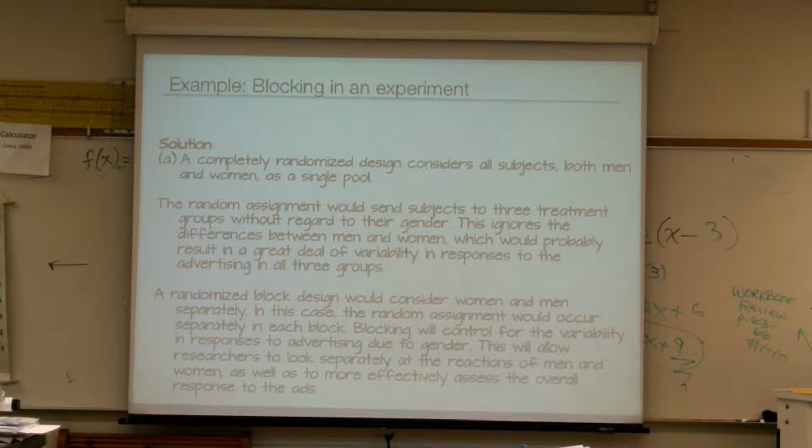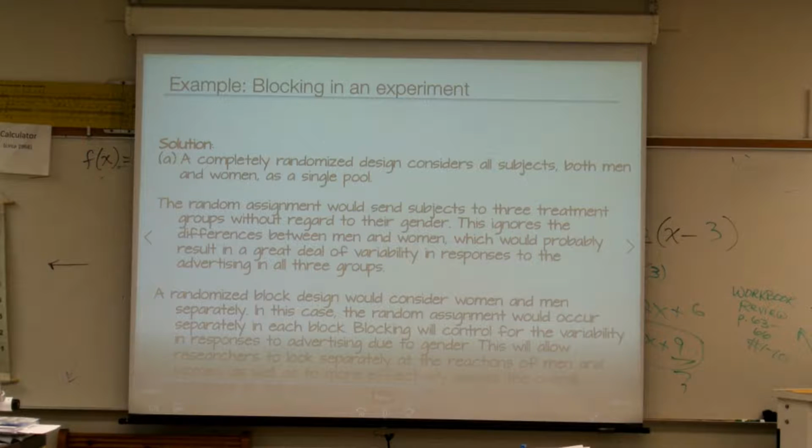A randomized block design, on the other hand, would consider women and men separately. In this case, the random assignment would occur separately in each block. Blocking controls for the variability in responses to advertising due to gender, allowing researchers to look separately at the reactions of men and women, as well as to more effectively assess the overall response to the advertisements.